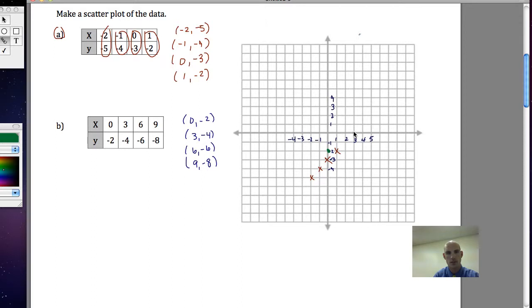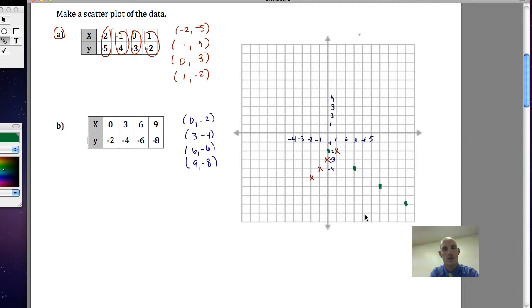3, -4, 6, 1, 2, 3, 4, 5, 6, -6, and 9, 5, 6, 7, 8, 9, -8, 1, 2, 3, 4, 5, 6, 7, 8. Notice there's a distinct difference between the red X's and the green dots.